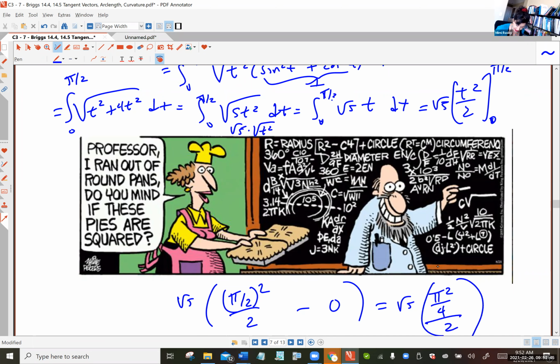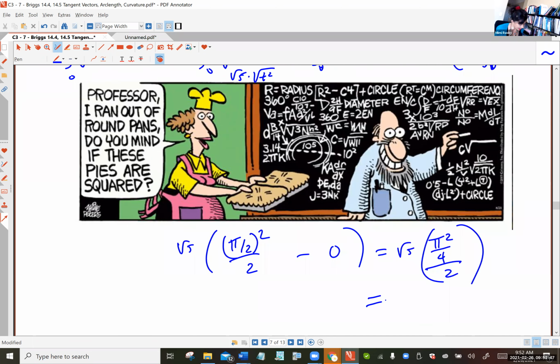And then clean that up because that looks ugly. I don't like fractions inside of fractions. It's horrible. Final answer, the exact arc length is the square root of 5 pi squared divided by 8. Weird number. So that's why I put this little comic in there.